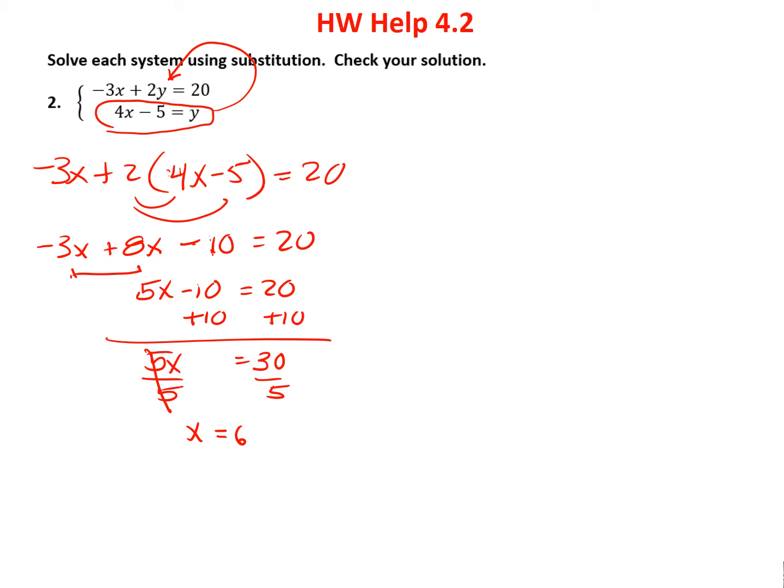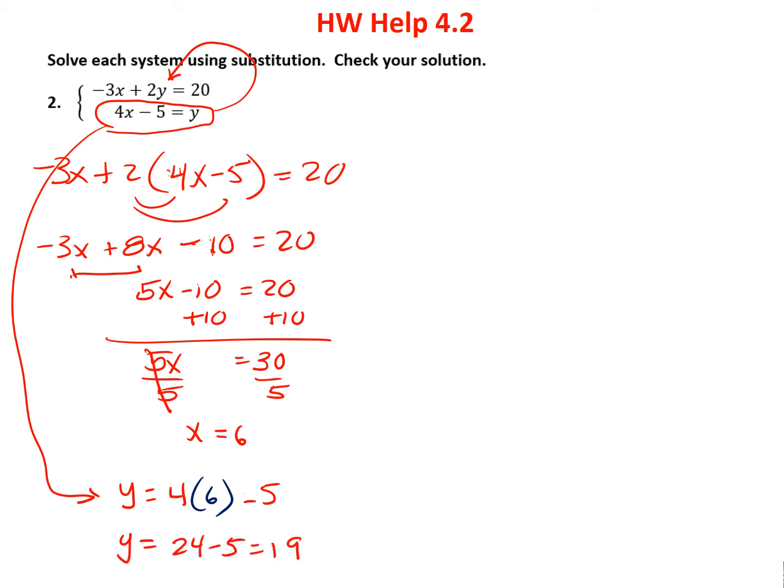Now we need to find y. So I'm going to use this equation here and realize that y equals 4x minus 5, but now I know that x is 6, so y equals 24 minus 5, which equals 19. So that means my answer here is x is 6 and y is 19. Now the next part is to check your answer.